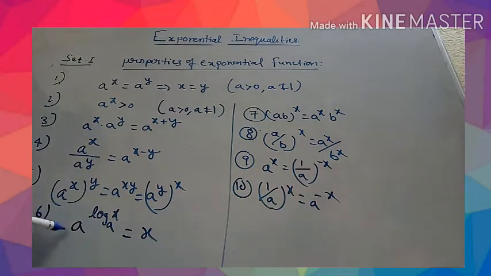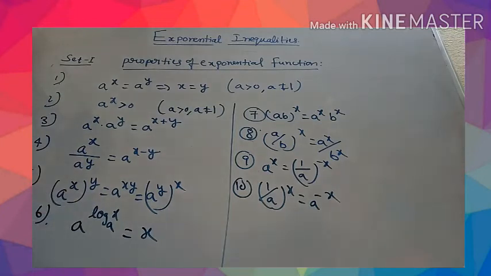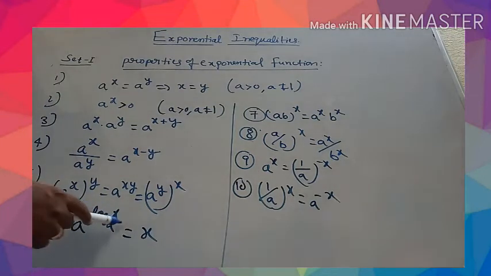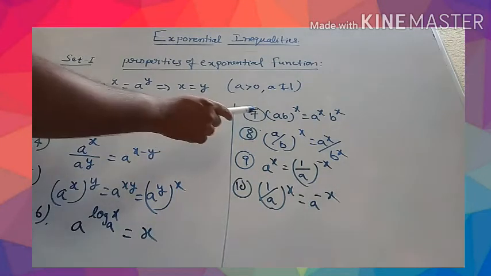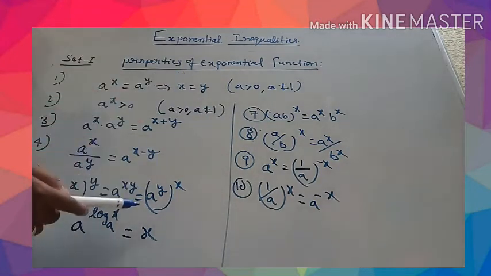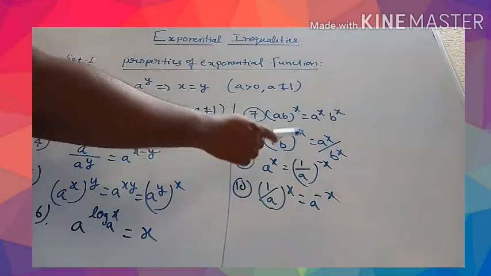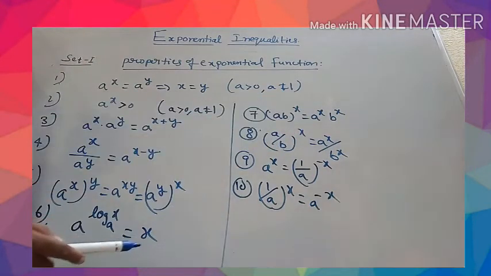Now the sixth one, a power log x to the base a equal to x. This is very well known from logarithms, right? This a power log x to the base a equal to x. Seventh one, ab whole power x is equal to a power x into b power x, right? Eighth one, a by b whole power x equal to a power x by b power x, right?